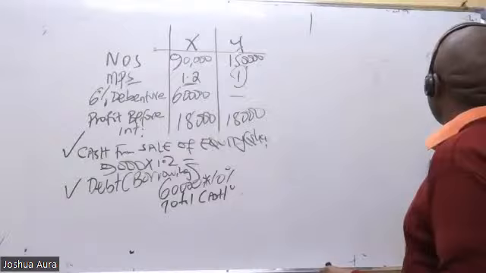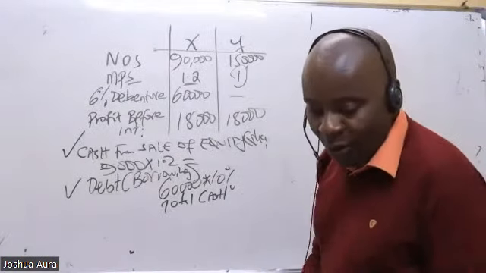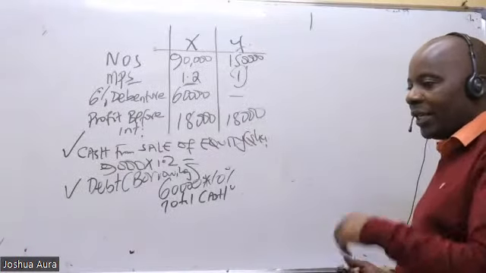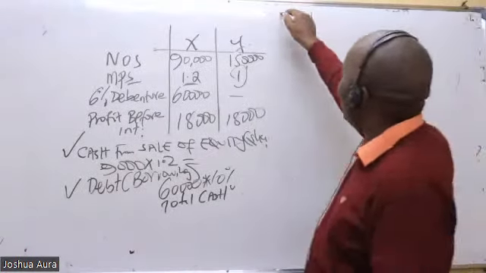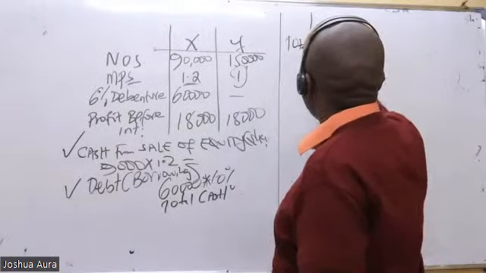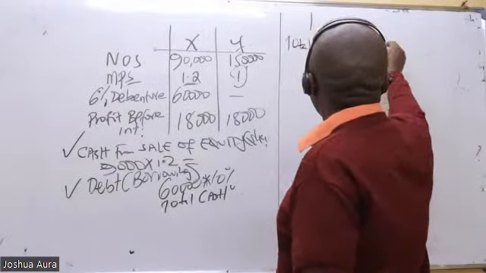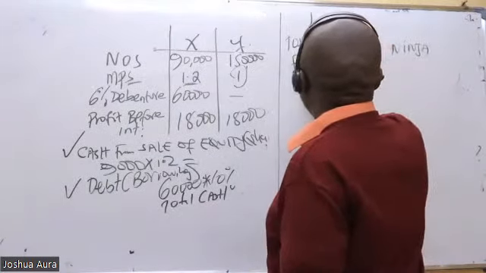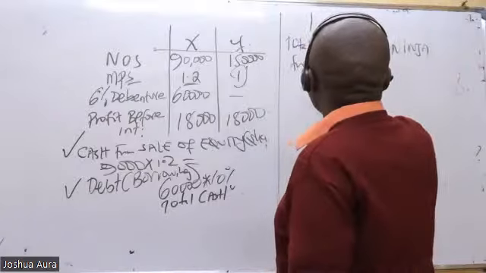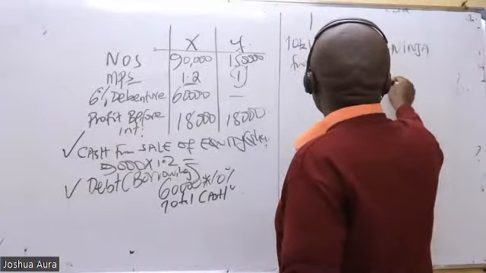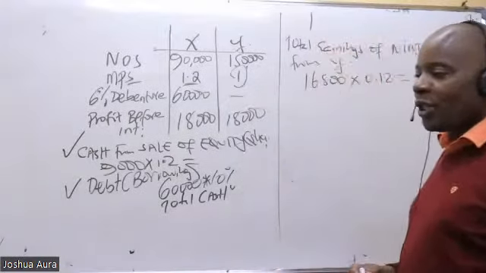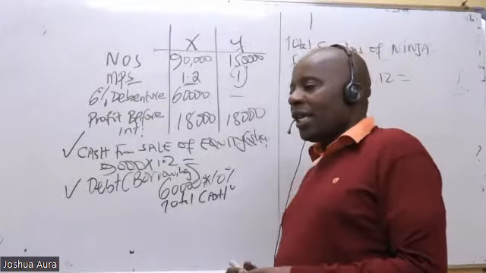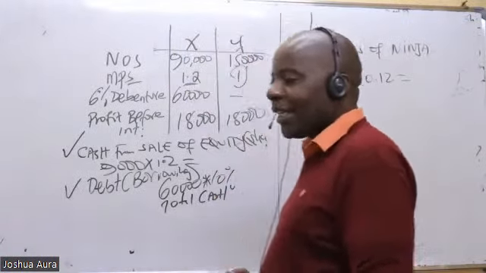You have forgotten earnings per share. So total earnings, allow me to call him a ninja, but don't use that word in an exam room. In this case, total earnings of the ninja from Y will be 16,800 times the earnings per share, which was 0.12. Was it 0.12 or 1 point? Yes, 0.12, which Mary is giving us as 2016.